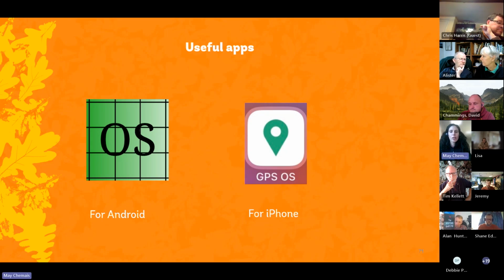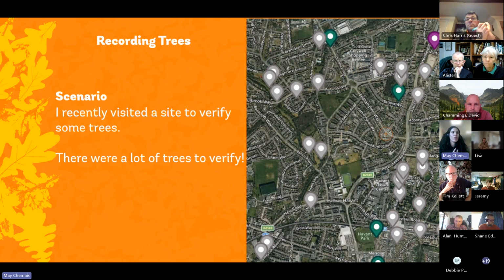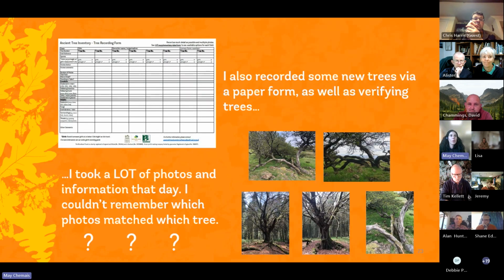And now just moving on to a scenario where, for example, you go to a site and you've seen that there's quite a lot of trees to verify. So, what do you do? When you go to the site, you use your recording form, you add all the information for each of the trees, you've taken lots of pictures, and then you think, oh, which tree belongs to which record? They're all jumbled up now and I don't know what to do.